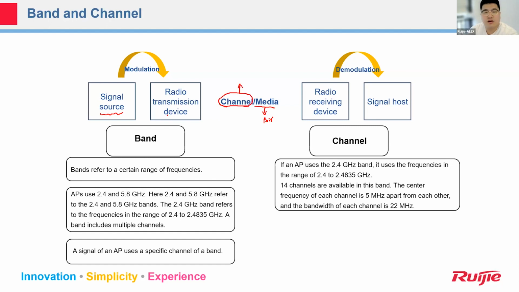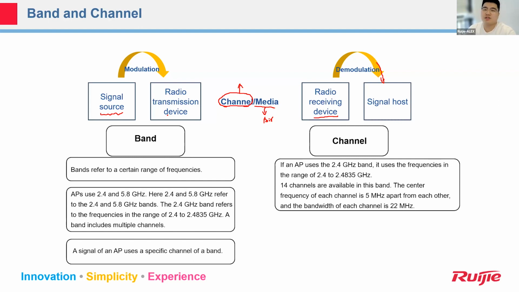Okay. And later we're going to introduce what a channel is and the relationship between channel and band. No matter how that works, the receiving device has received the signal. After demodulation, the information will be sent to the signal host. The signal host will receive it and operate on the information inside and get the information they need.